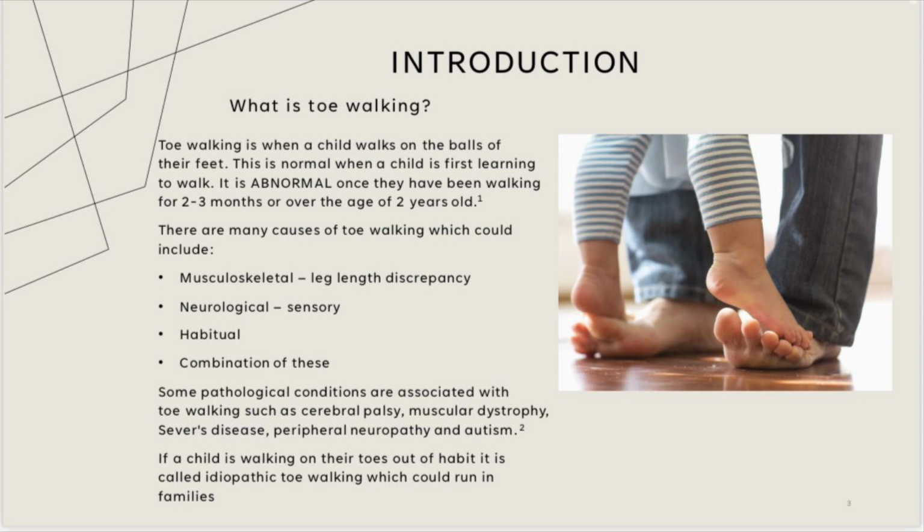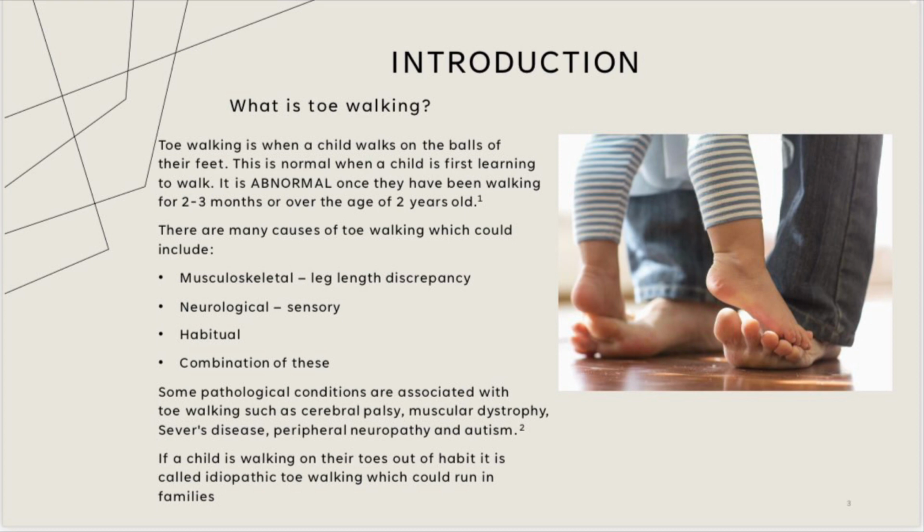Well, toe walking, as one could guess, is when kids are walking on the balls of their feet or their toes. This is normal when a child is first learning to walk and usually occurs in the first 2 to 3 months of them walking, but is considered abnormal once they're over the age of 2 years old.